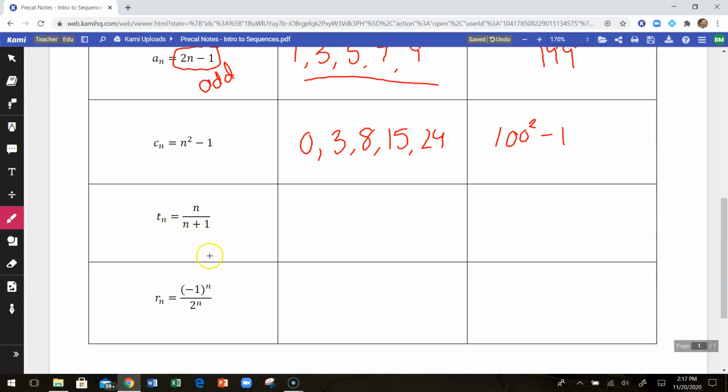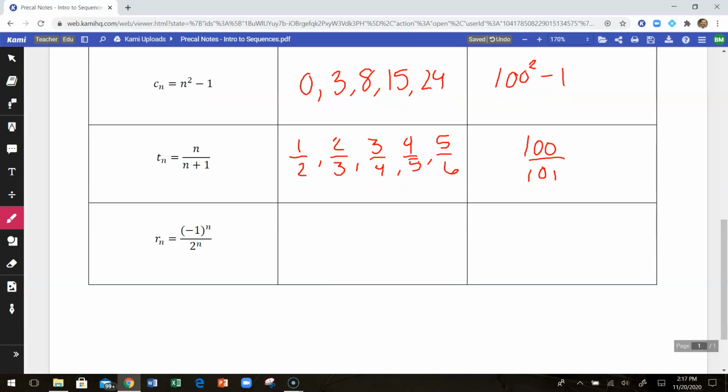Next one we have n over n plus 1. So if I plug in 1, my numerator is 1, my denominator is that plus 1. So it's going to be 1/2. If we plug in 2, we're going to get 2 on top, and on bottom 2 plus 1, which would be 3. If we plug in 3, 3 on top, and the bottom would be 4. Plugging in 4 would be 4/5, and plugging in 5 would be 5/6. A lot of times when you find these first 5 terms, you're going to be able to find a pattern that you can go with to get the rest of them. So the 100th term would be 100 on top, 101 on bottom.